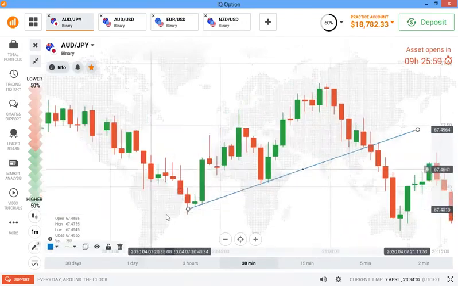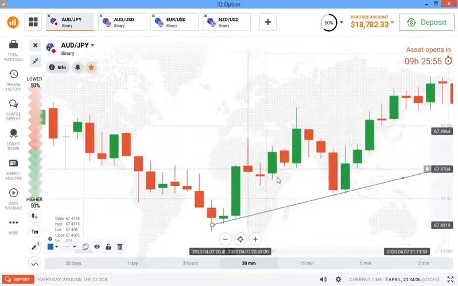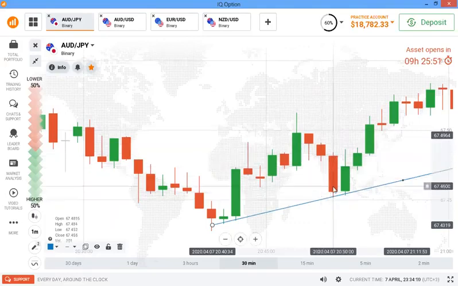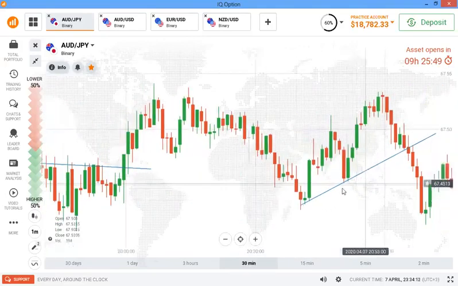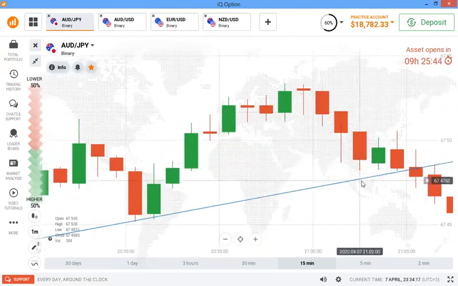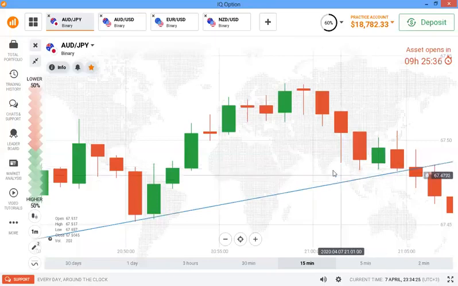Sellers approached this level and became quick, with a strong rejection by buyers. Sellers approached this level with an exhaustion candle, with rejection by buyers. Now sellers approach this level again with an exhaustion candle, with rejection by buyers. So buyers have already entered here. So the next candle that forms will not easily reverse the market.